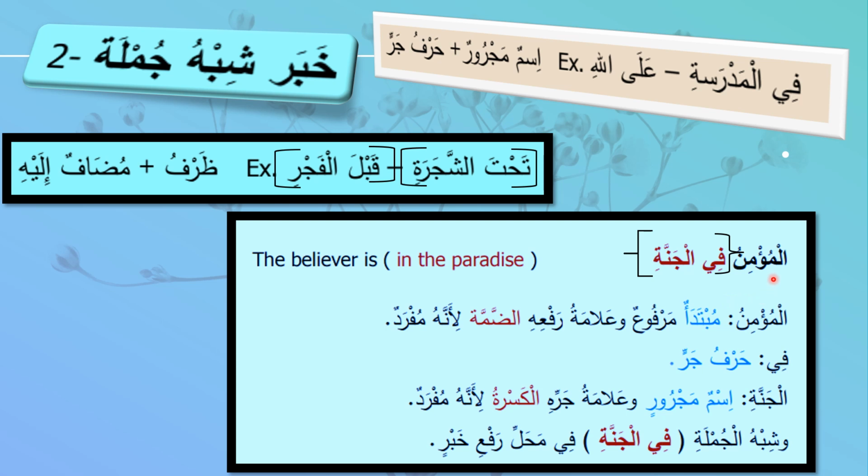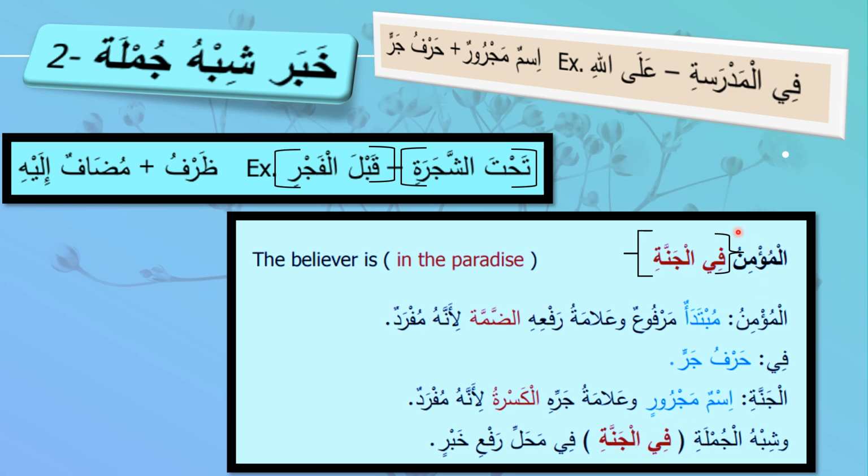So now let's do the i'rab. Al-mu'min, mubtada, you know it's marfu. And what is the alama? It's damma. Why damma? Because it's mufrad. Fi is harf jar. Jannah is majroor, as you know, the noun coming after the harf jar. What is the alama? It's kasra. And why is it kasra? You have to give its mufrad. Shibh jumla. What is shibh jumla here? Fil jannah.